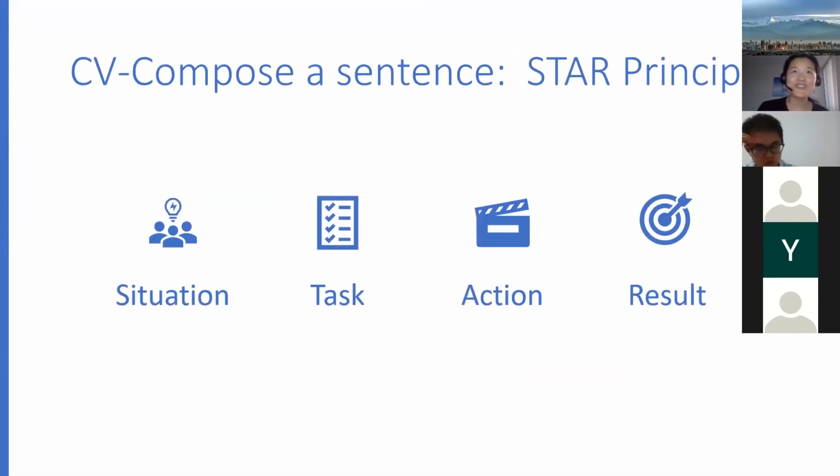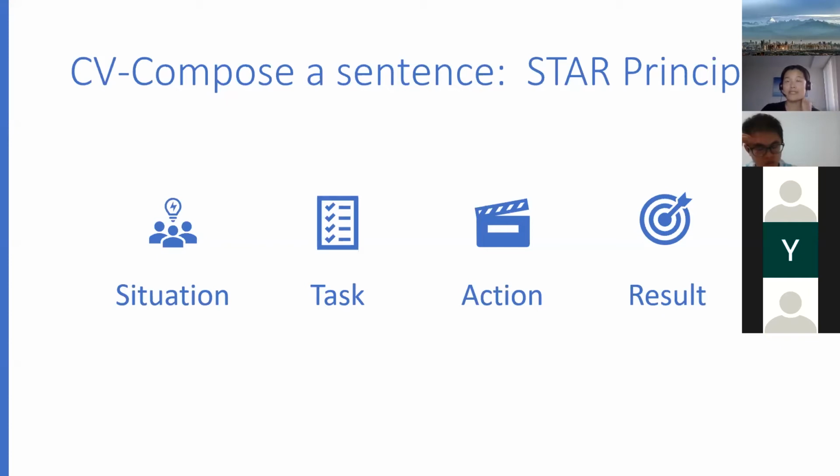Next, how to compose a sentence. That's the key part of writing the CV because that's all about your content. The way you describe your content will determine how the HR perceive the information that you want to deliver. A very common principle is STAR. It's situation, task, action, and result. By describing the situation first and what your task is, and then what you did as action, and then finally what you achieved as a result.